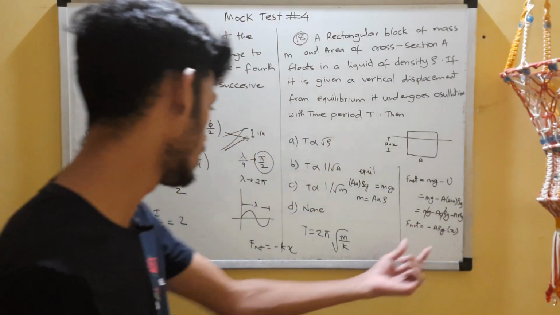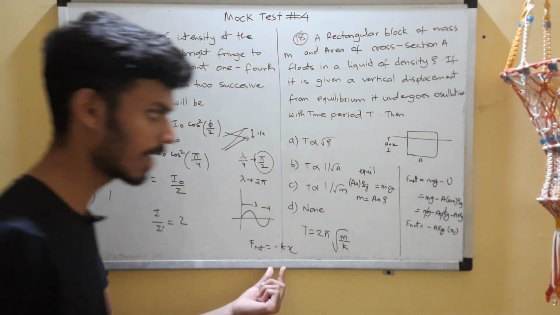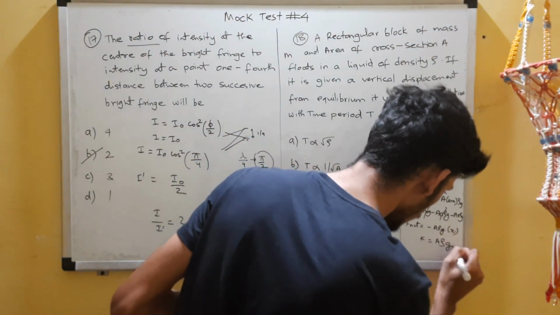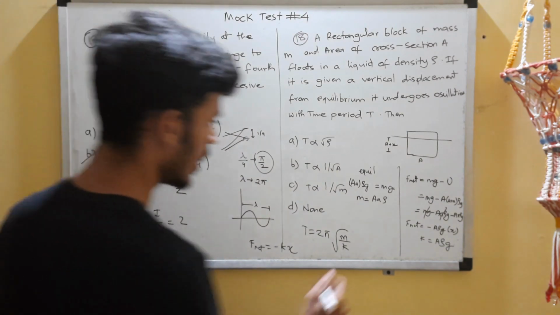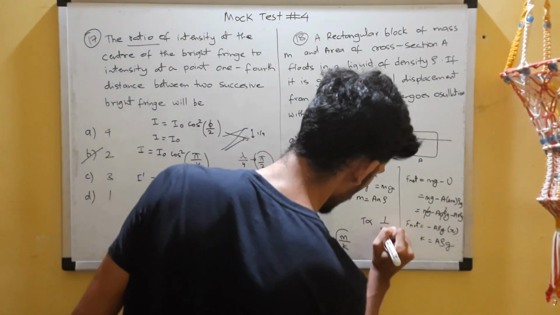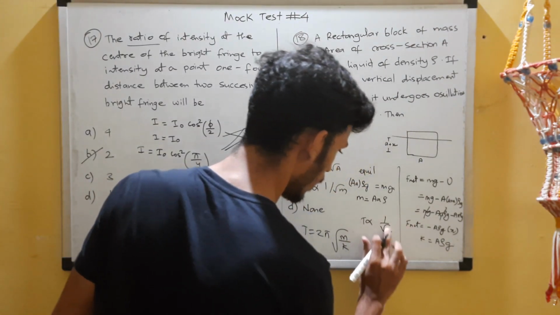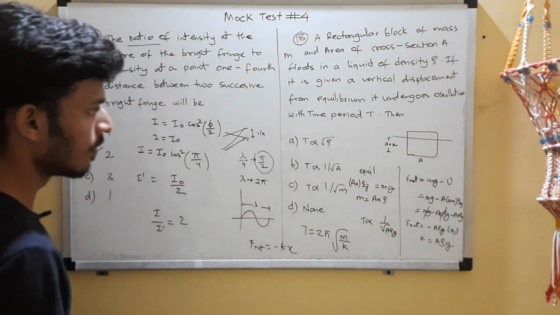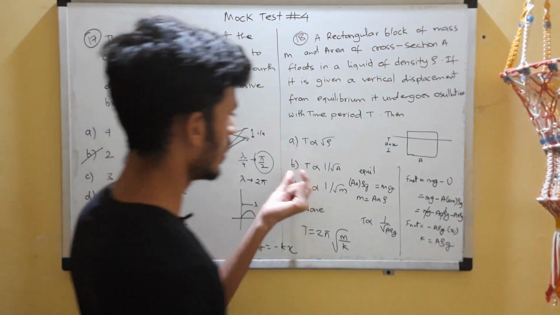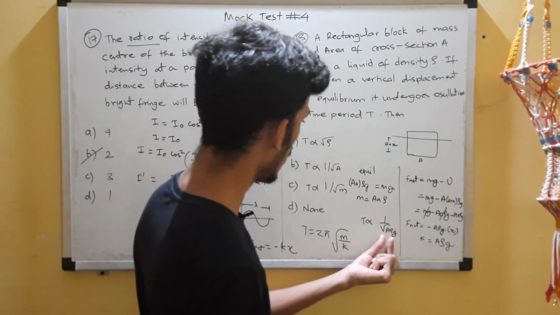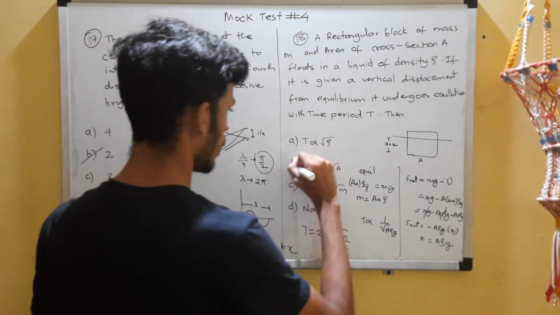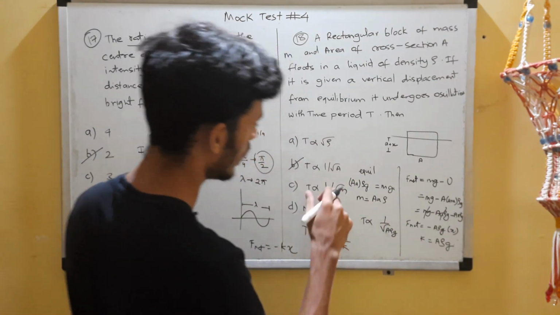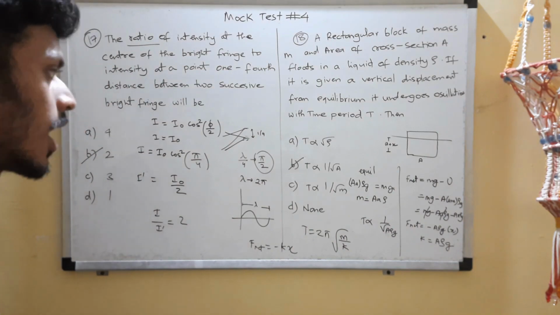So I have expressed the force in the form minus kx. So k value is nothing but a rho g. Time period is proportional to 1 by root k, and k is over here a rho g. So we have the correct relation: it's inversely proportional to the area of cross section. So option B is the correct choice over here. The others are not correct.